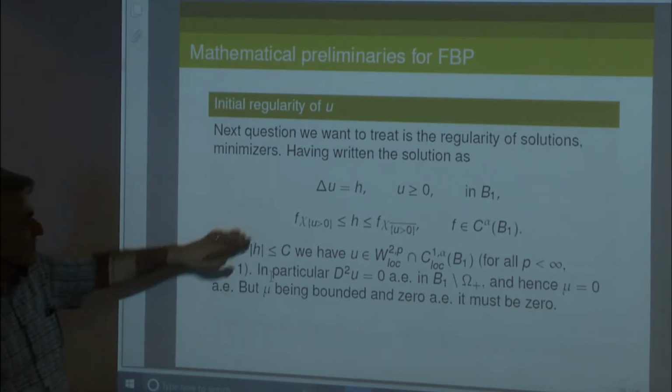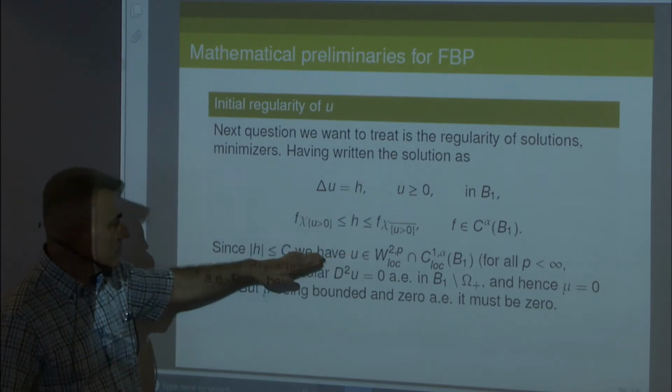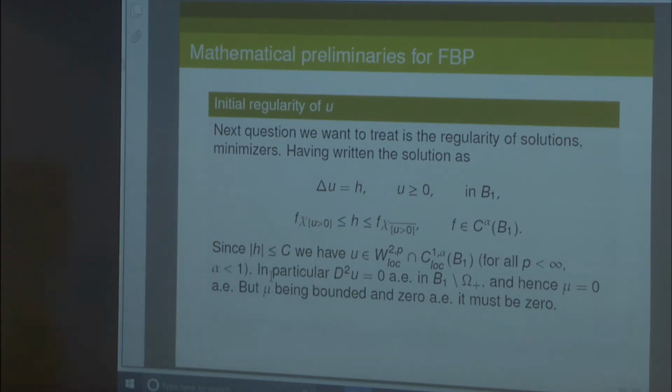So what we have is the Laplacian of u is h, u is larger than or equal to 0, h is between these two guys, and f is a smooth function, or a bounded function is enough for us, basically. And h is bounded by c, because this is bounded, and this is bounded. Okay, so if the Laplacian of u is a bounded function, you already told us yesterday that we're going to get this W2,p function, C1,alpha function.